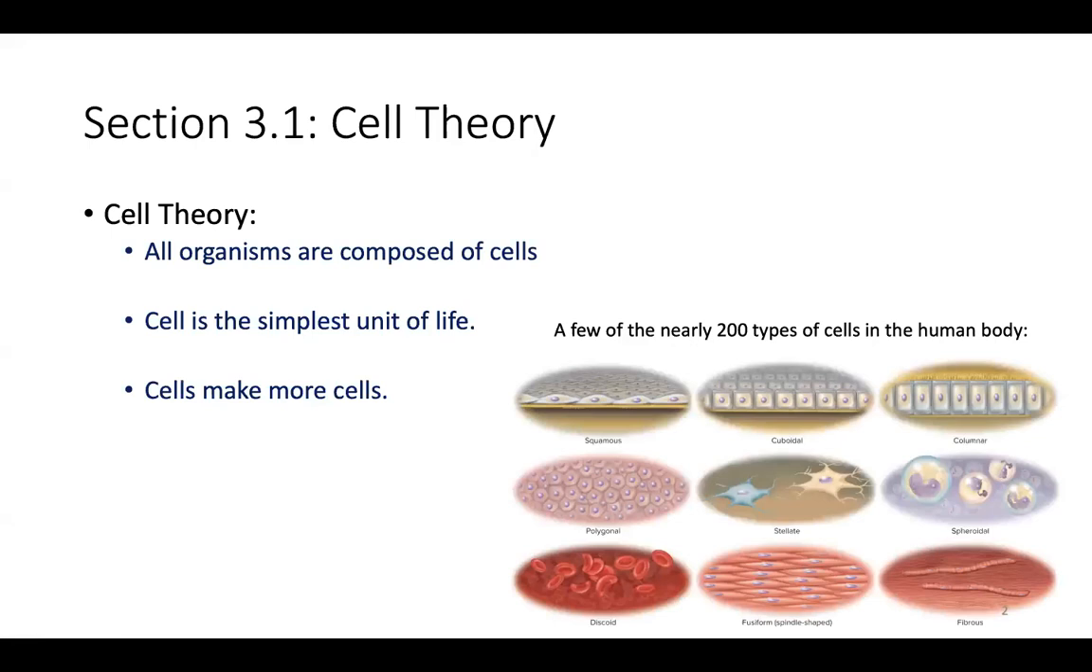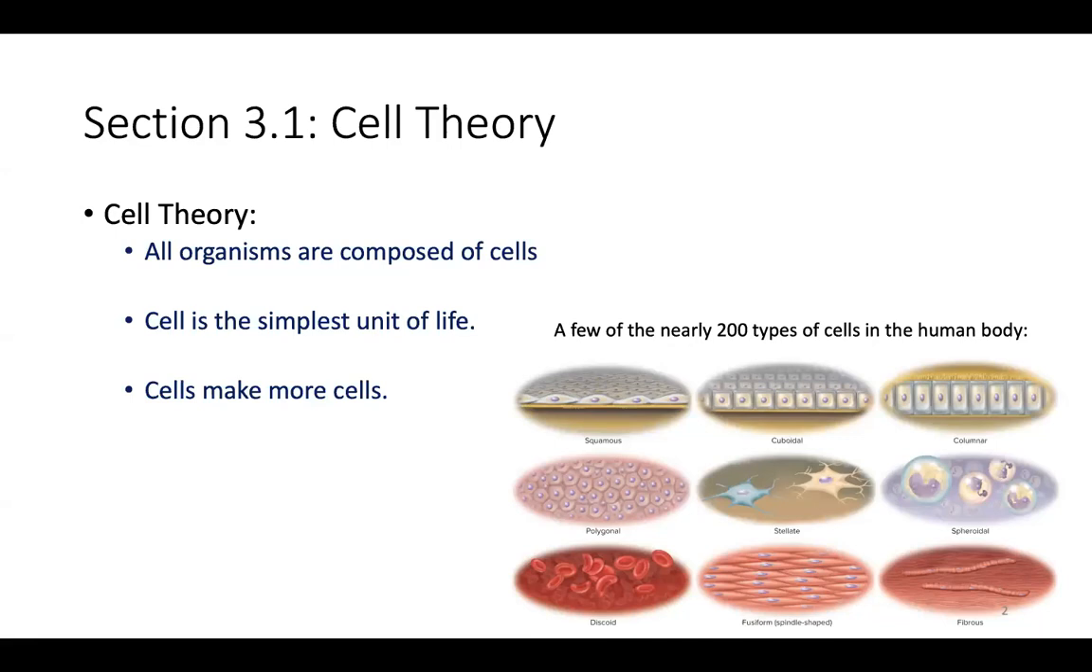So the cell theory is a major theory within biology. The most important aspect, I would say, of the cell theory is that all organisms are made of cells, all living organisms. So anything that's alive is made of at least one cell. If it's not made of cells, we don't consider it alive.